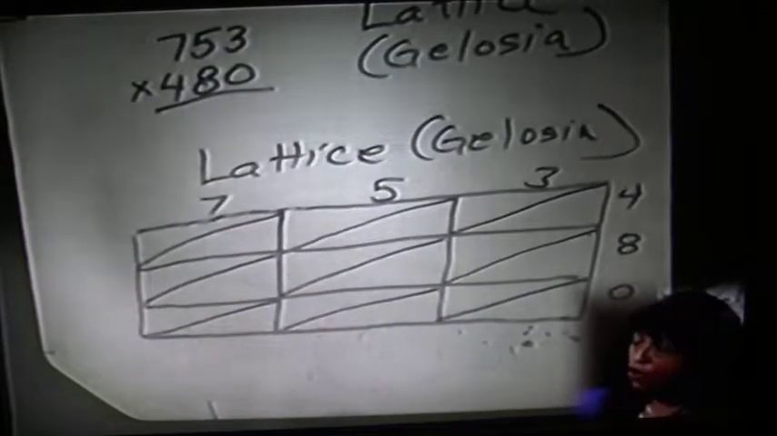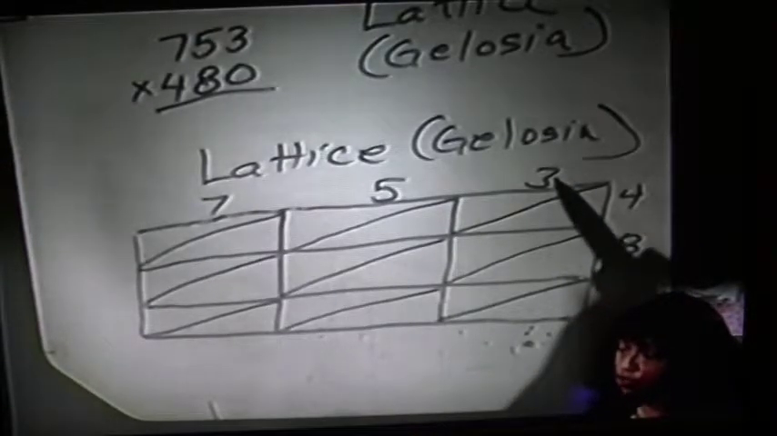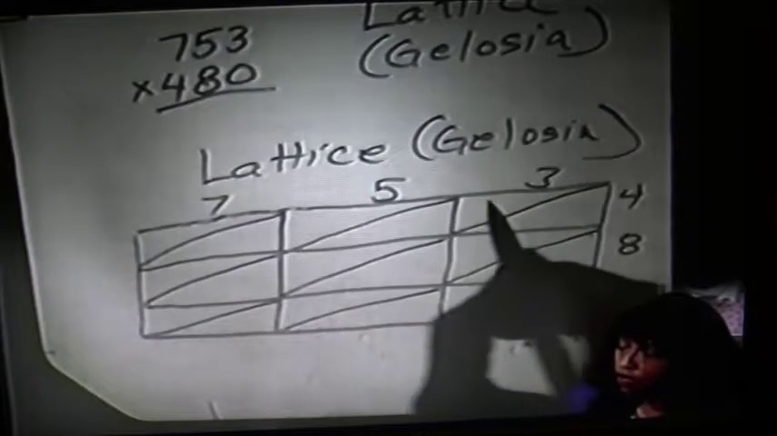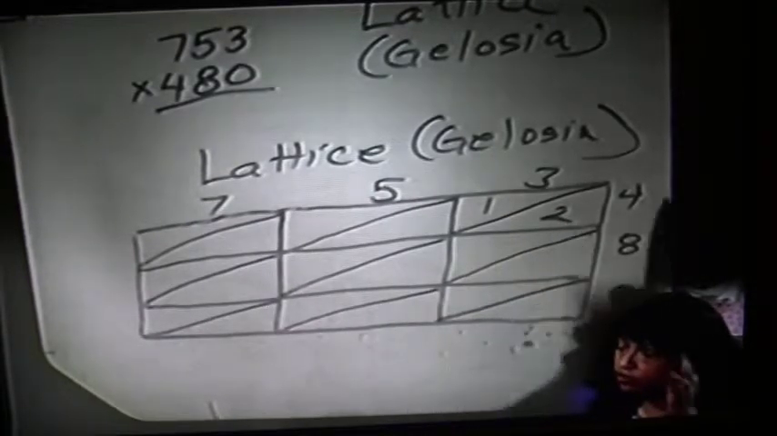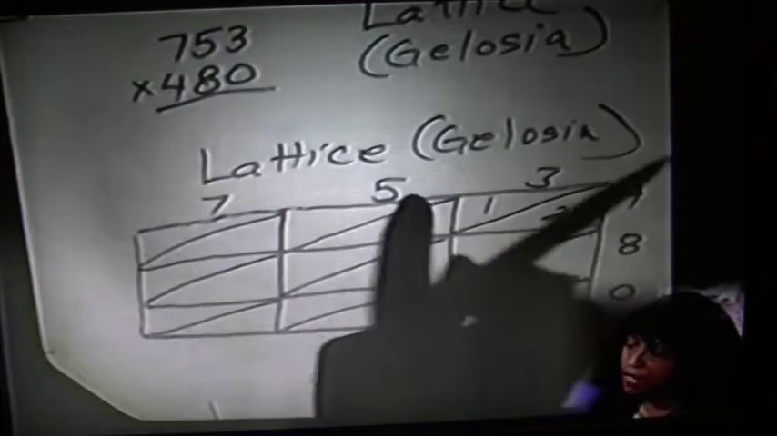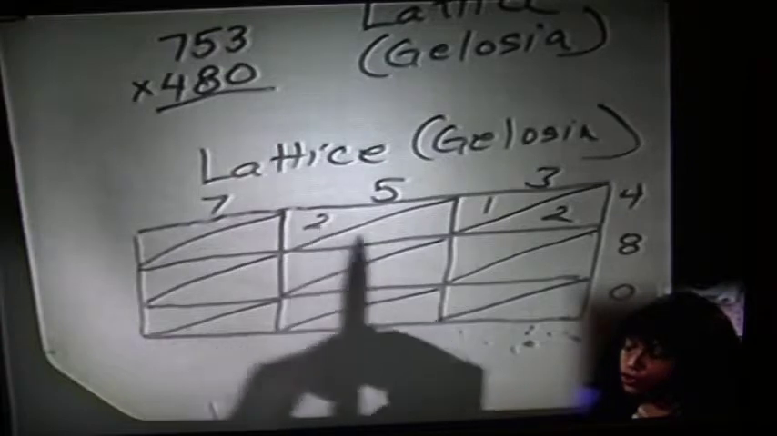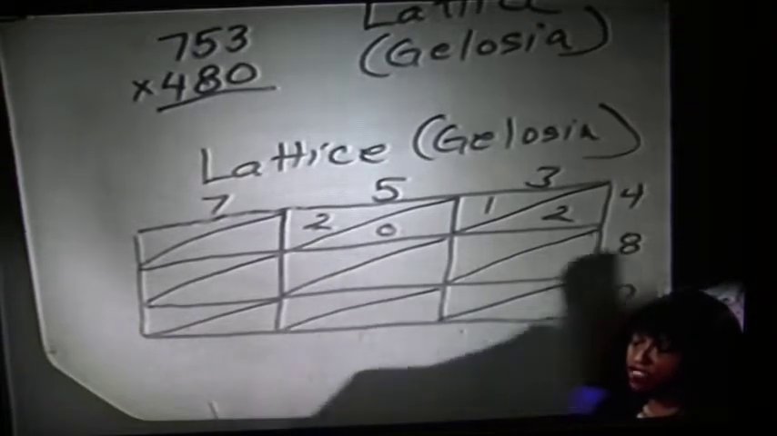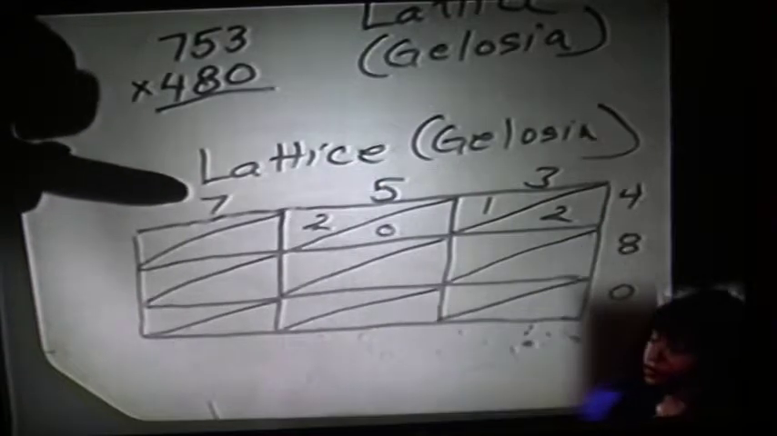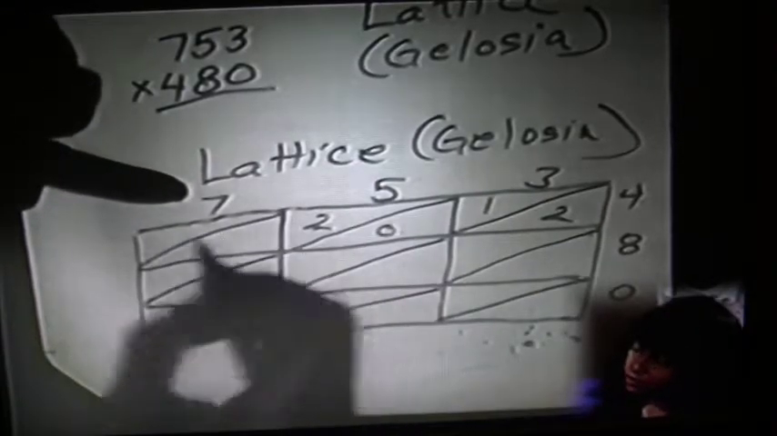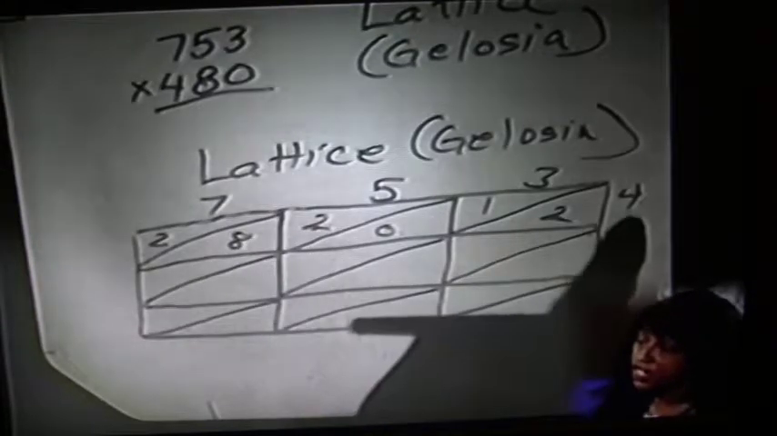Now, we're going to start with our 4. 4 times 3 is 12. 1 in that box and 2 in that box. 4 times 5 is 20. The 2 in this box and the 0 in that box. 4 times 7 is 28. A 2 in that box and an 8 in that box. We've done all the 4.